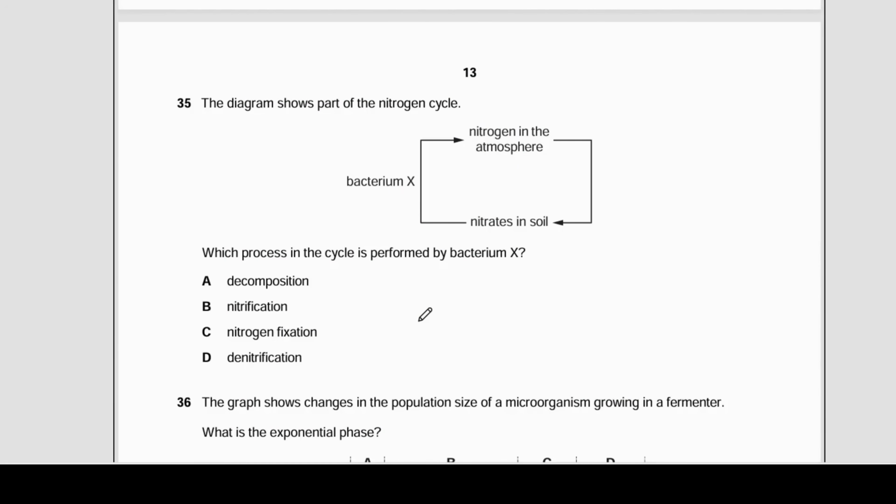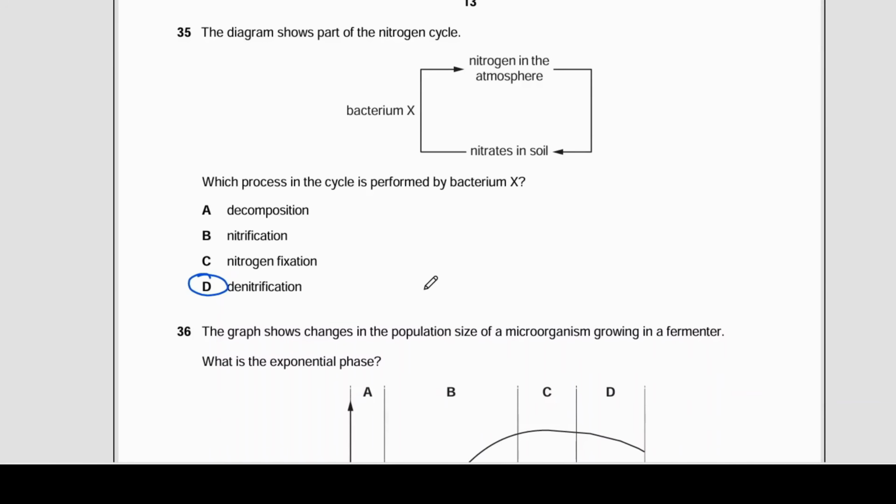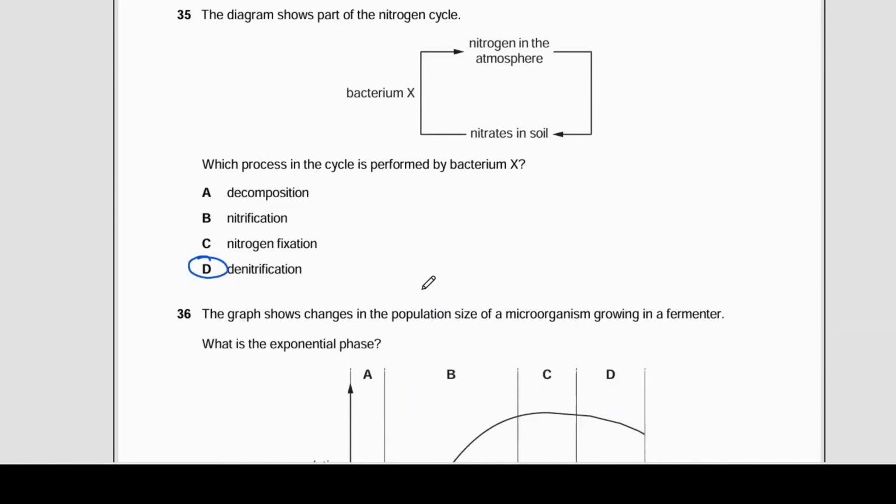Okay, the diagram shows a nitrogen cycle. What is bacterium X? Okay, nitrates are converting into nitrogen, so this process is known as denitrification, the opposite of nitrification. If nitrogen is converting into nitrates, these nitrifying bacteria are present in the nodules of the leguminous plants' roots.